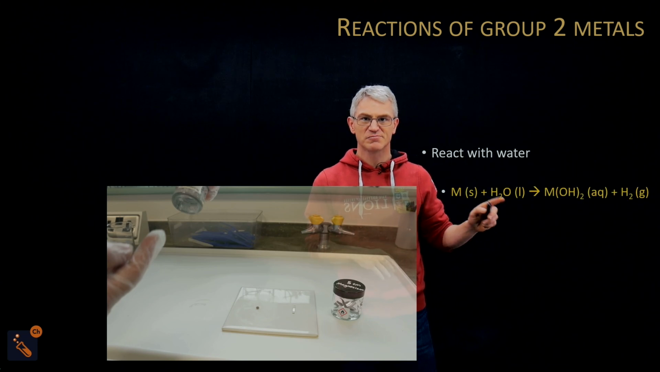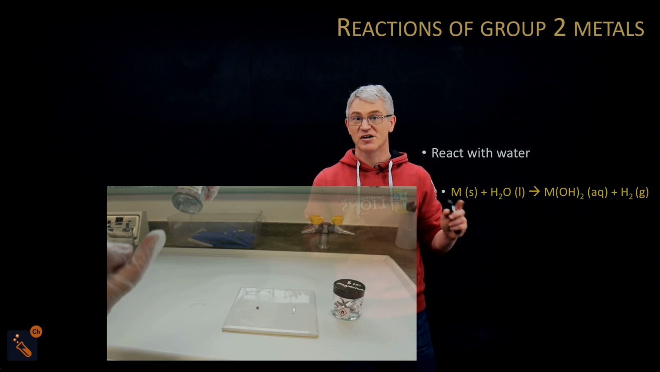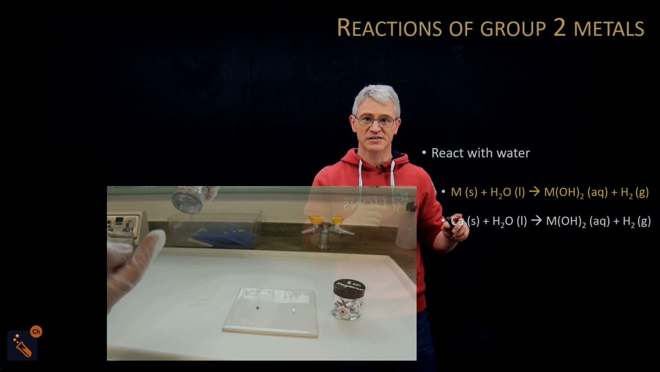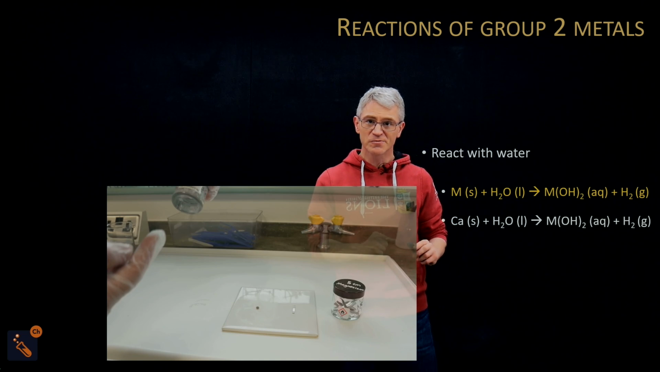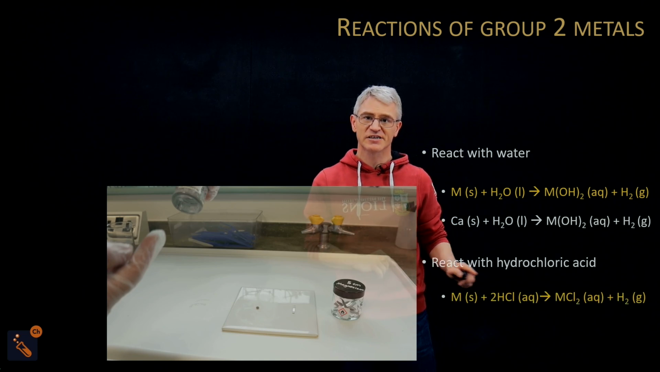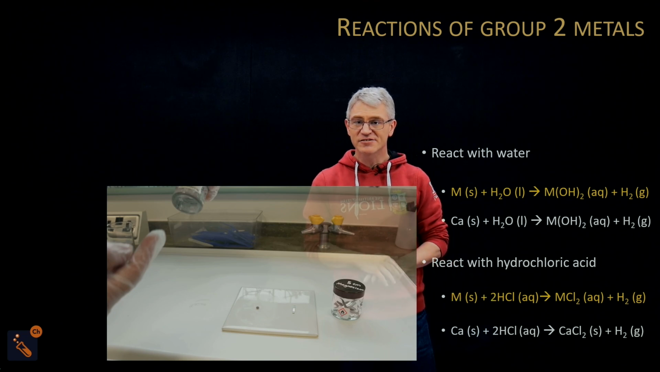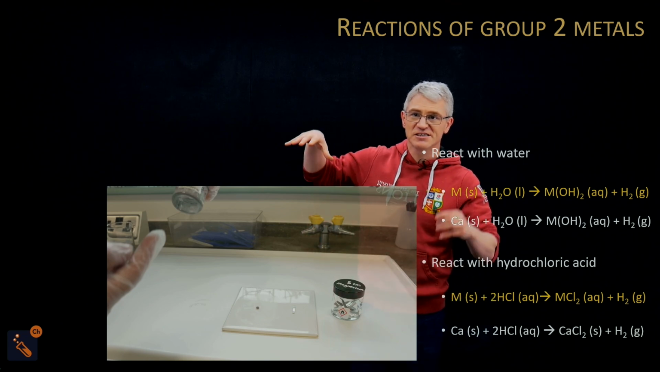So we've got metal plus water goes to metal hydroxide plus hydrogen, okay? I'm going to talk about the observations that you can see in that as well. Calcium as an example, okay? And then hydrochloric acid to react the metal with, and again, calcium as an example. We then go on to this video here.